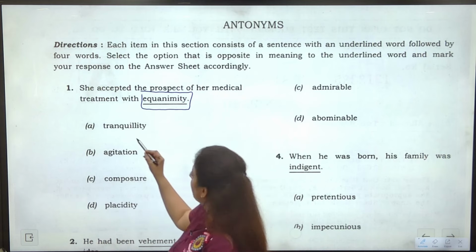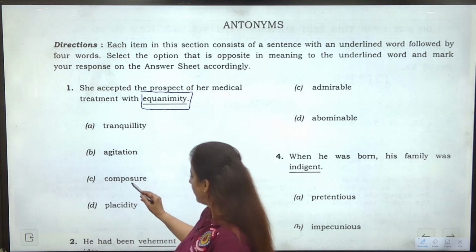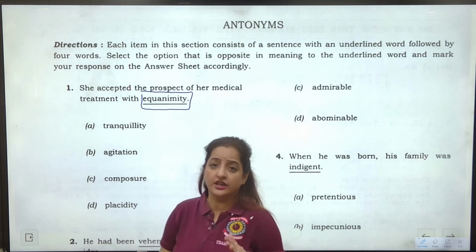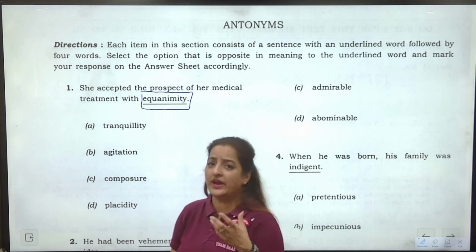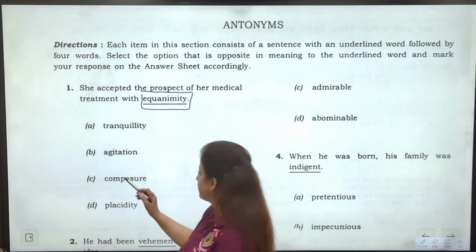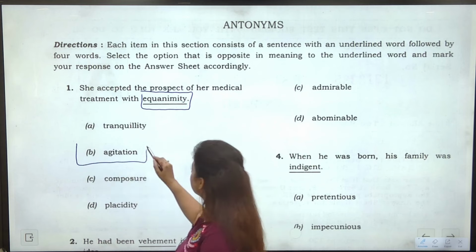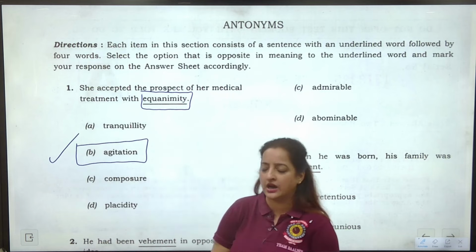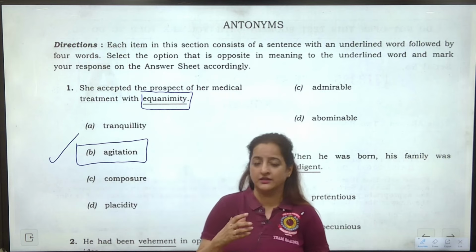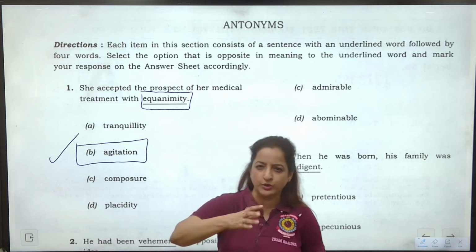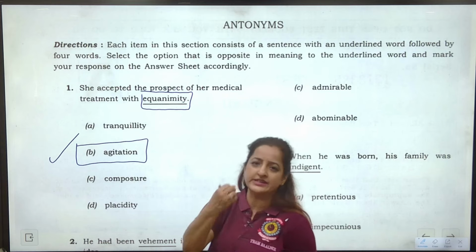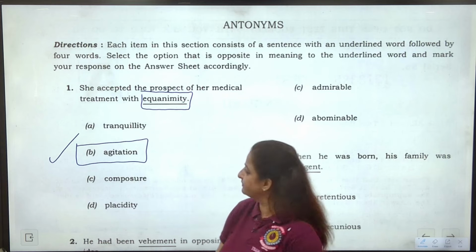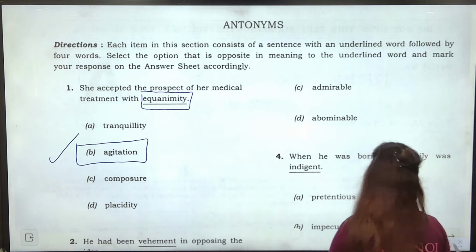Now, if you think about it, tranquility, composure, placidity, these three are actually somewhere meanings of equanimity. So the answer is bravo, agitation, because agitation means you are unstable and in turmoil, turbulent. Therefore, it is the antonym of equanimity. Moving on.